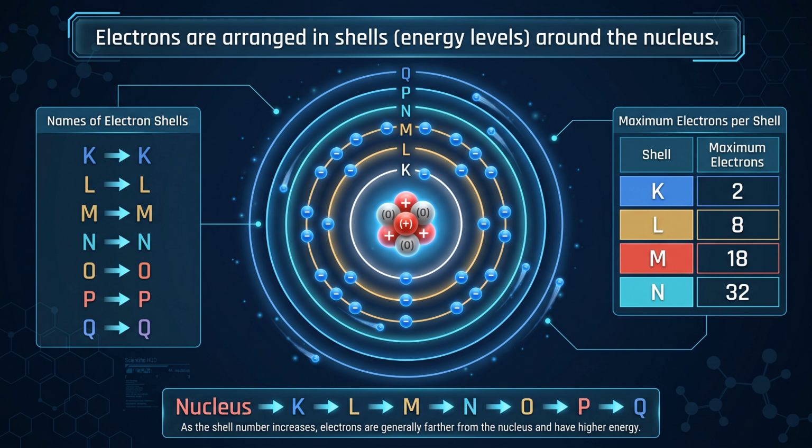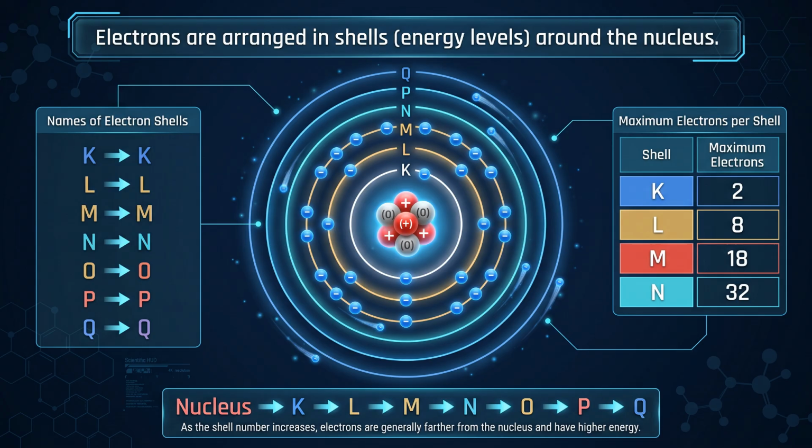However, the excited state is unstable. Eventually, the electron returns to its lower energy shell, releasing the absorbed energy as light or other forms of electromagnetic radiation. This phenomenon explains the colored flames seen in flame tests and the emission spectra used to identify different elements.